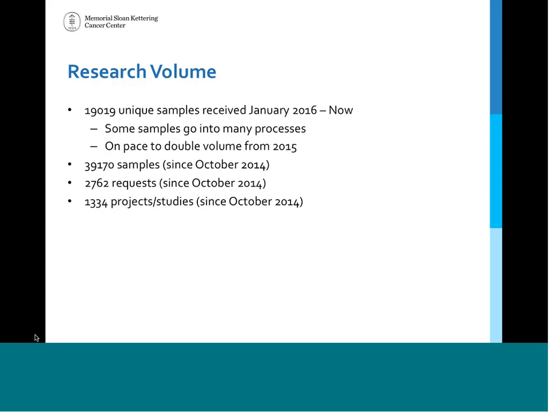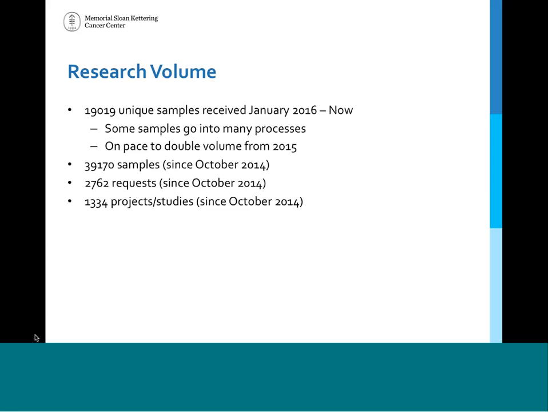On the research side, our volume so far this year, we've processed just over 19,000 unique samples. Some samples go into several processes, and I'll discuss that in a minute. We are on pace to double our volume from 2015, which is pretty remarkable. You can see that within our LIMS, right now we have 39,170 unique samples, so we're just about 20,000 just this year. We're rapidly evolving and growing, and it's a testament to Sapio's system that we've been able to remain flexible and manage this huge amount of samples as they are processed through the core facility.